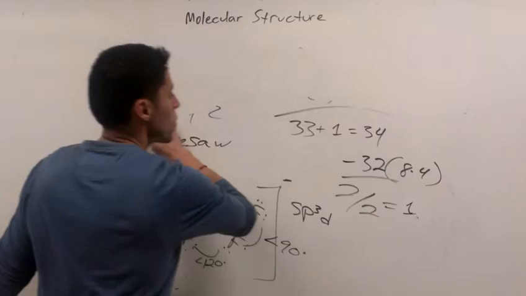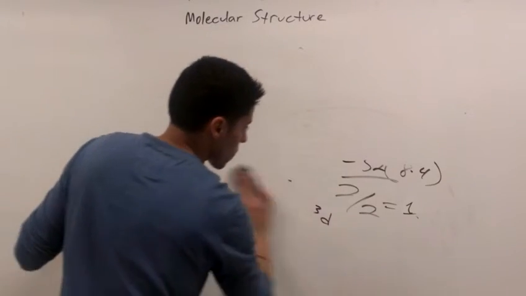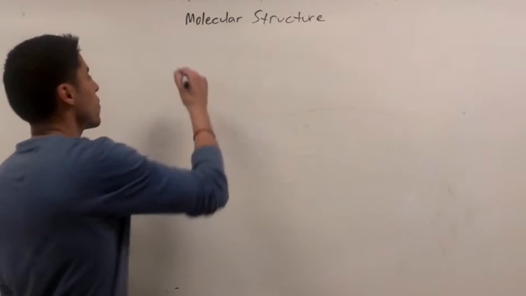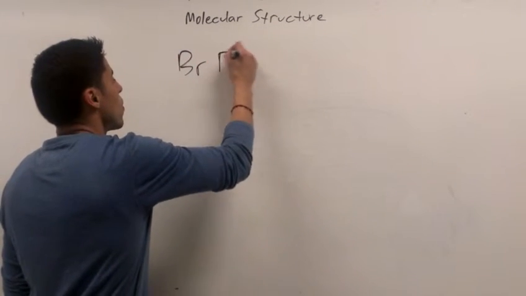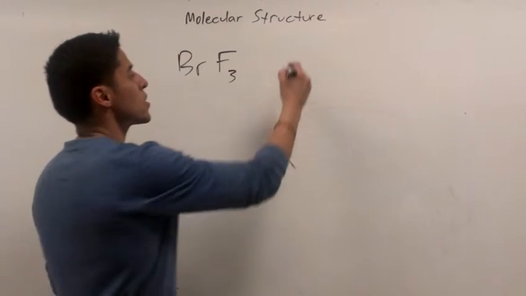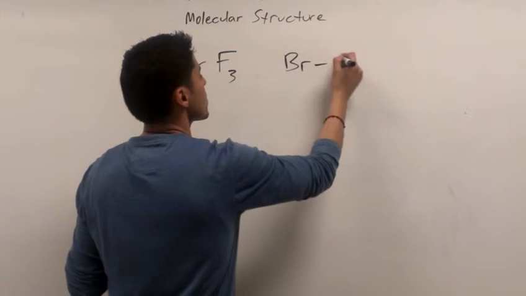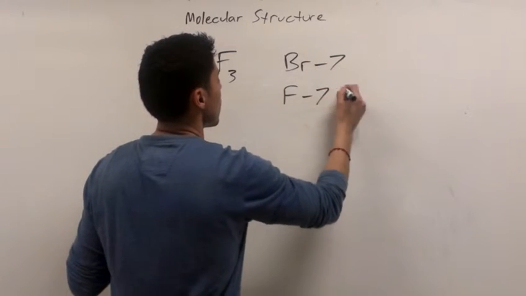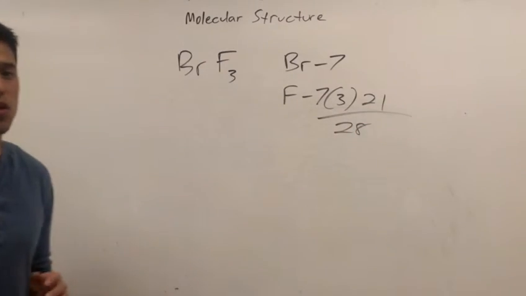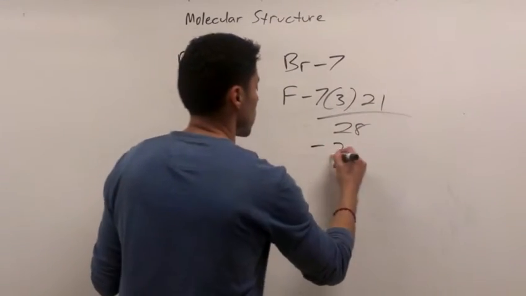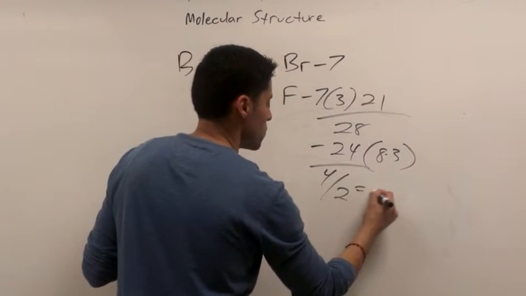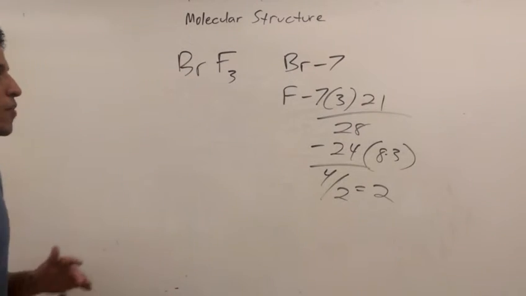Okay, let's just do one more. We'll do one more to wrap up the video. So we're going to have bromine tetrafluoride. So the bromine is in group 7, has 7 valence electrons. The fluorine also has 7. Total of 28 valence electrons. We're going to subtract the highest multiple of 8. 8 times 3. And divide that by 2. Gives 2.